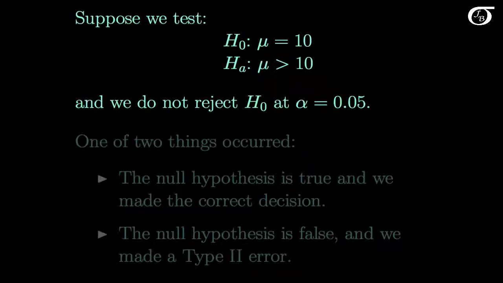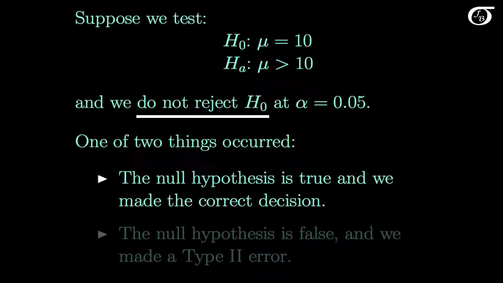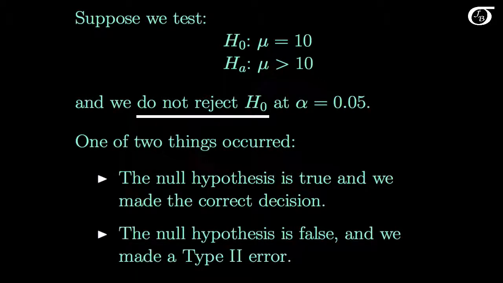But suppose instead that we carry out the same test and we do not reject the null hypothesis at an alpha level of 0.05. Well, here again, one of two things occurred. The null hypothesis is true, and we did not reject it, so we made the correct decision. Or the null hypothesis is false, and we did not reject it, so we made a type 2 error.